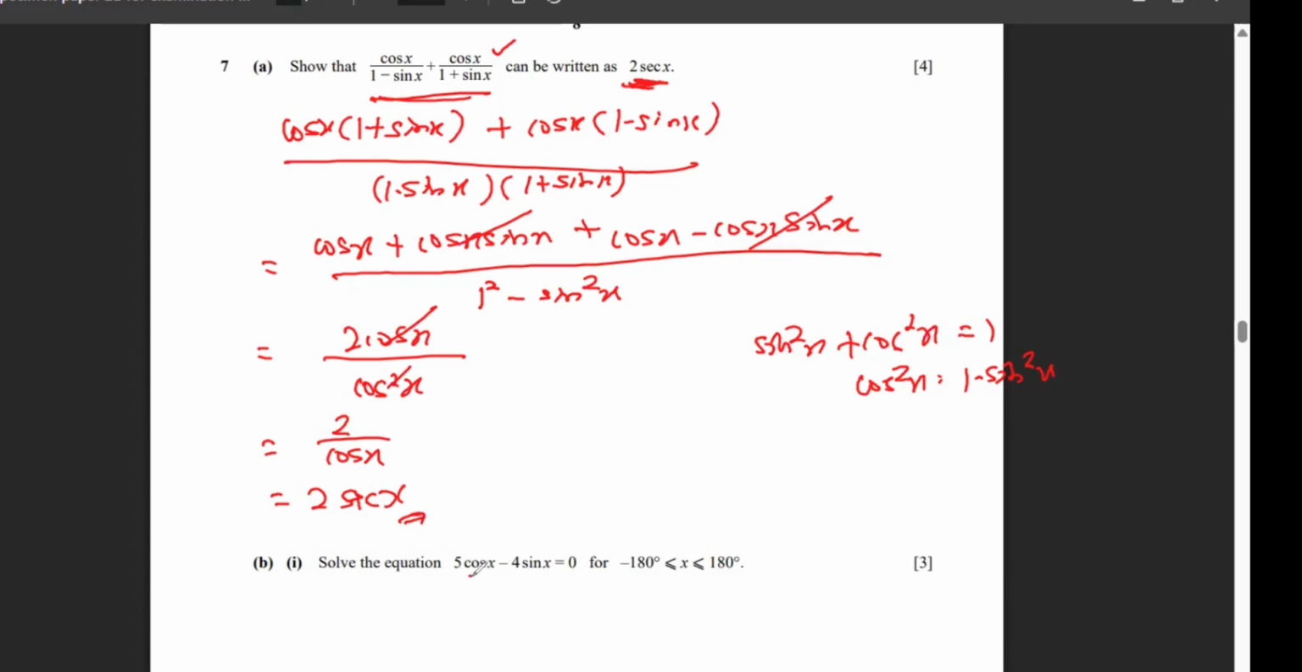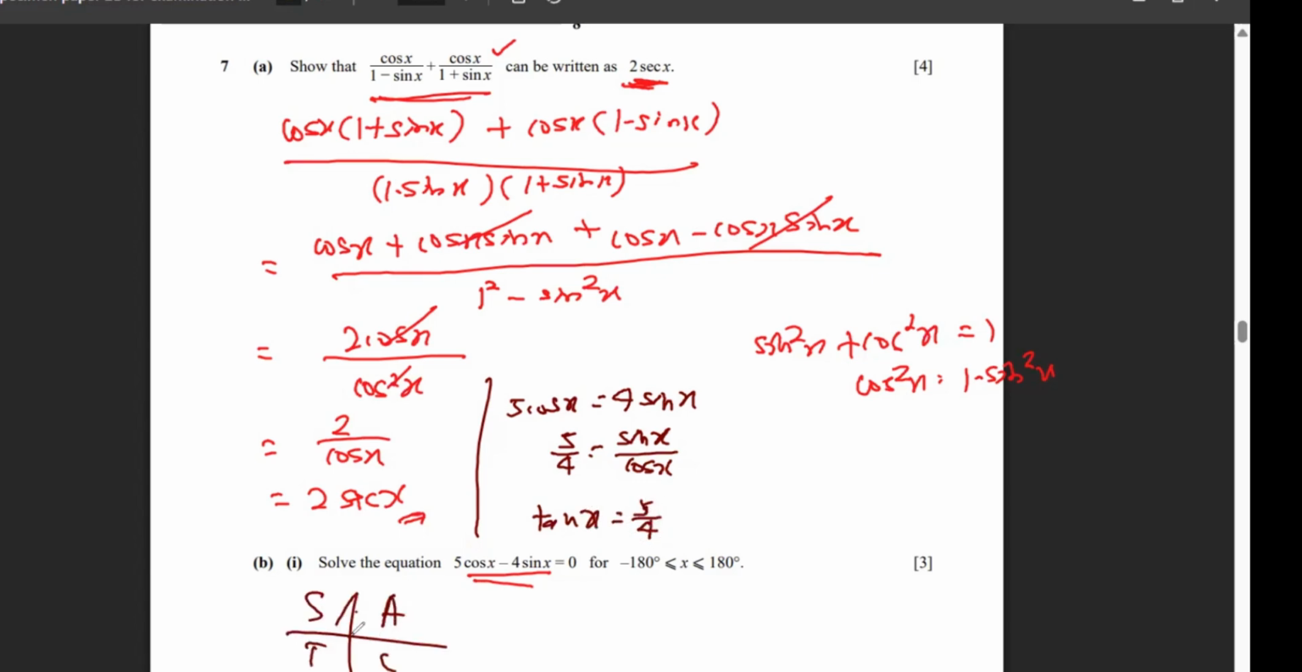Part B1, solve these. So when we have sine power 1 and cos power 1, we use tangent. So we need to split it into 2 parts first. Then we gather the sine and cos together, number on another side. Then we can confirm tangent x equals 5/4. Tangent is positive, so the answer is here and here. We key in the calculator, we get 51.3.